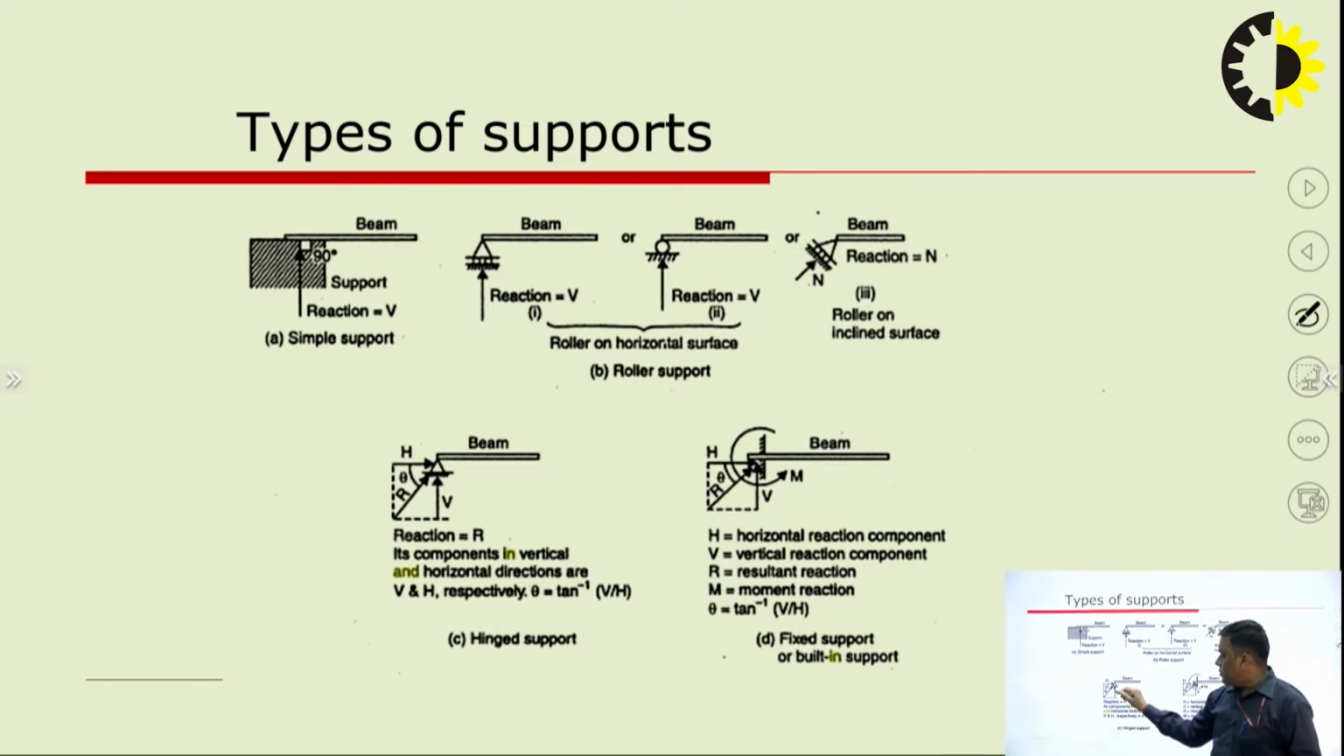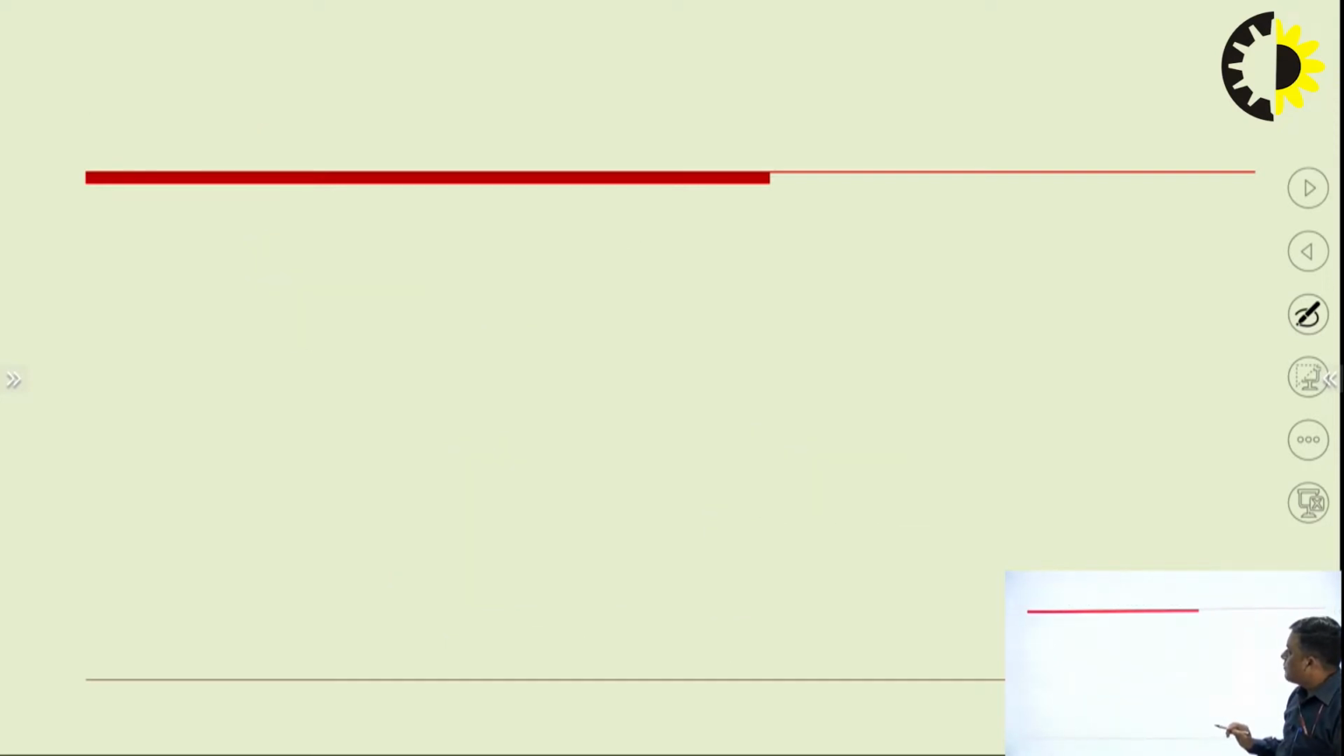In case of hinge, the translation in horizontal and vertical direction is restricted. So, horizontal reaction and vertical reaction, these are the two things. But rotation is permitted in case of hinged support. In case of fixed support, all 3 motions are restricted in the 2-dimensional plane: horizontal translation, vertical translation, as well as rotation. So, that is why 3 reactions are there. That's what we discussed.